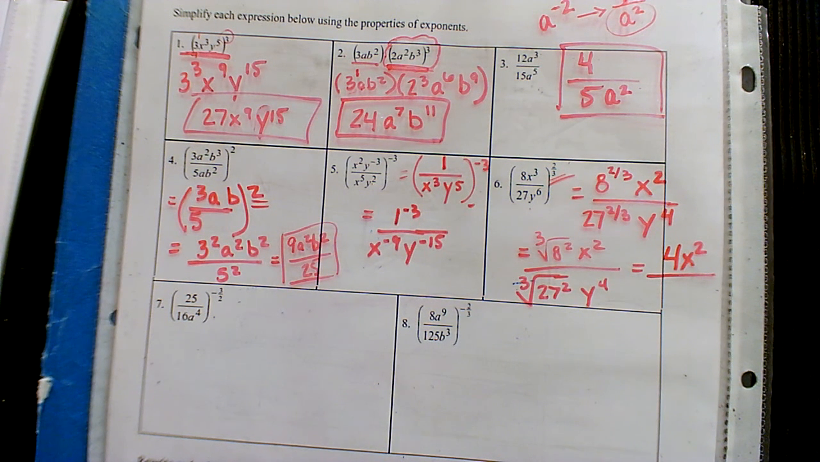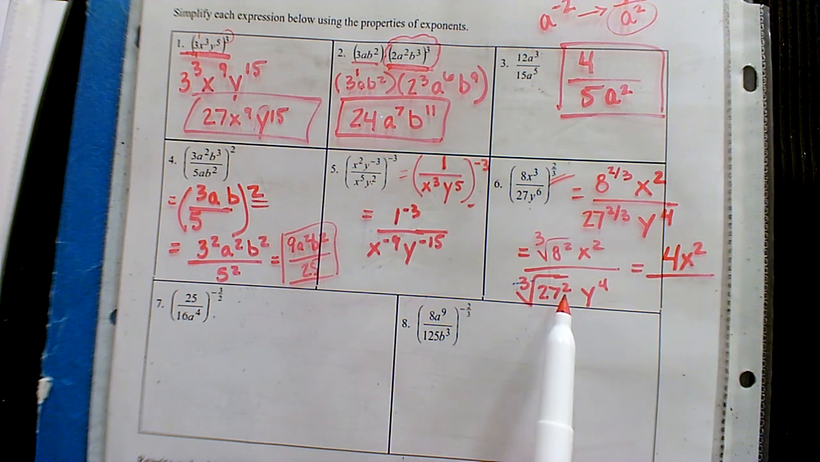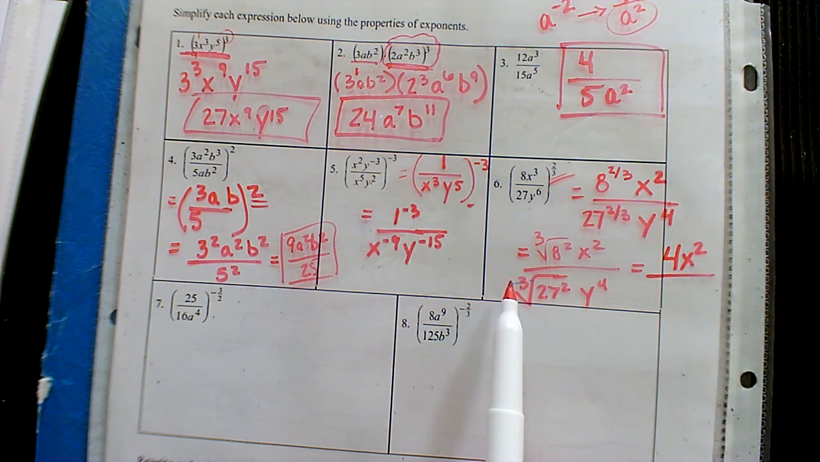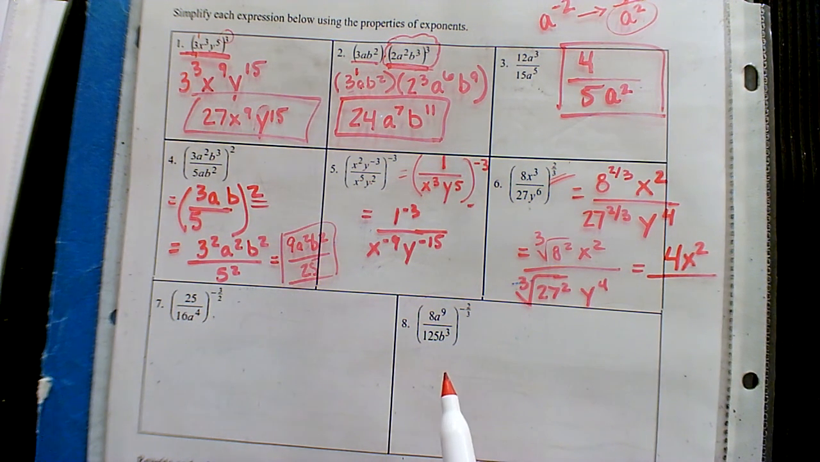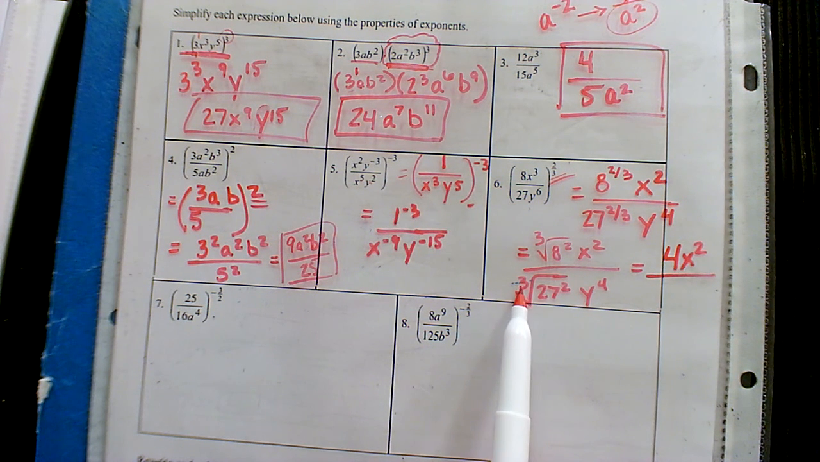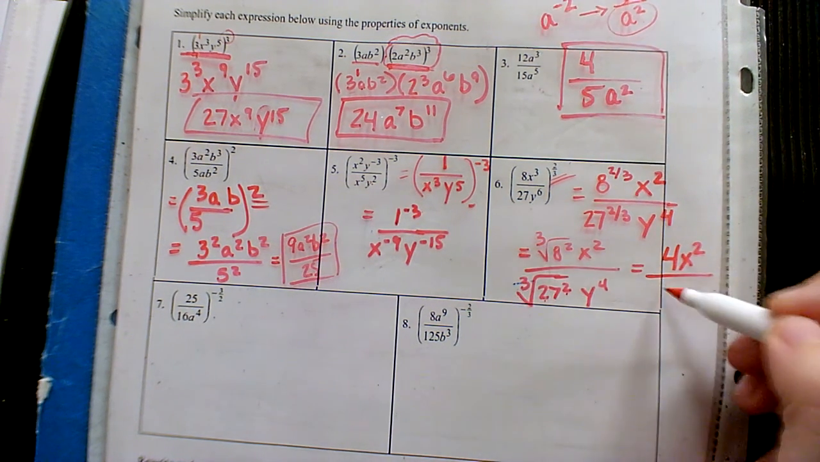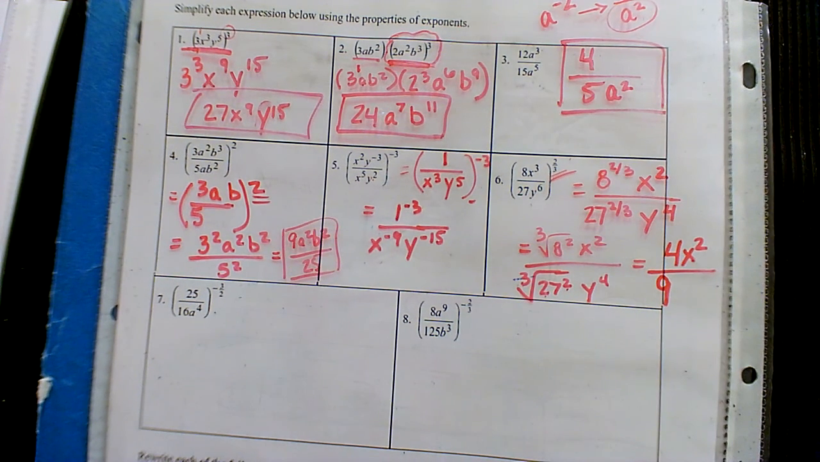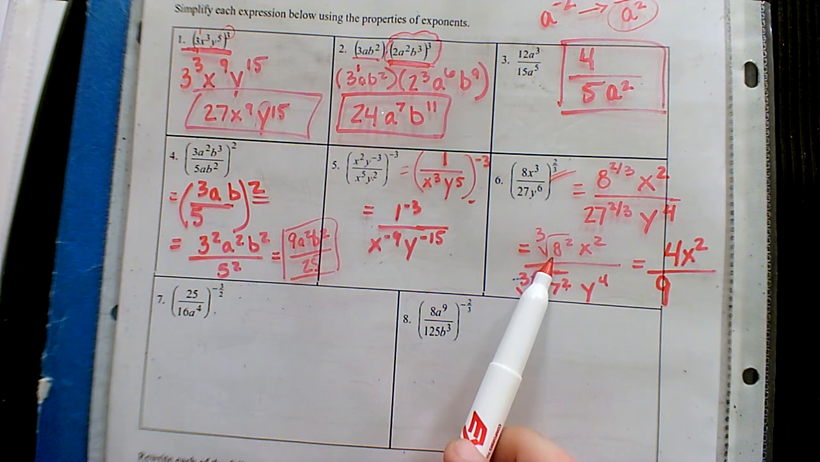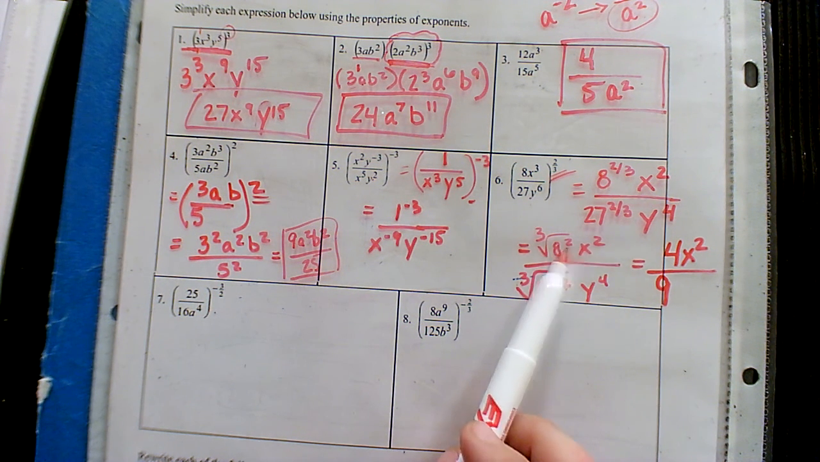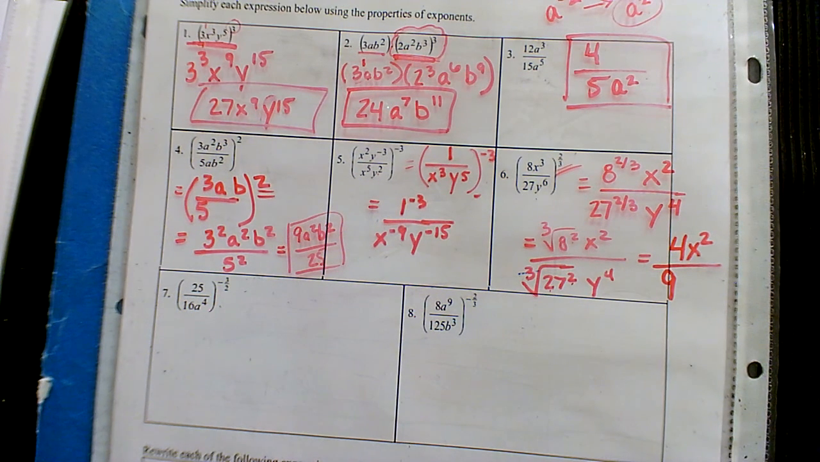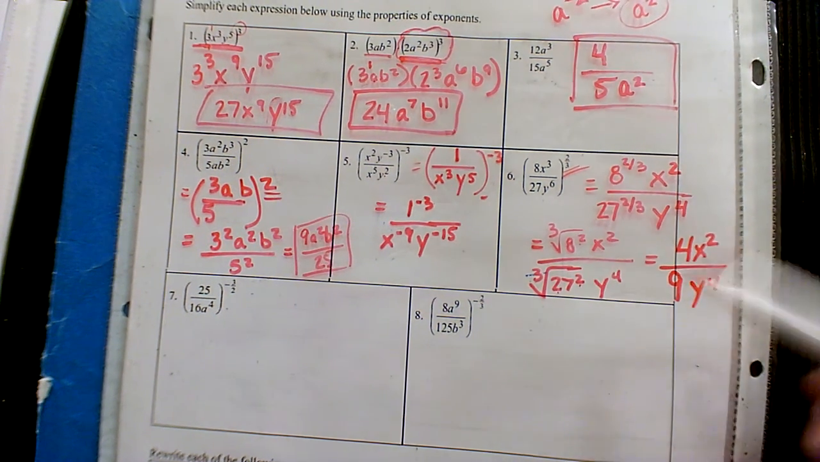Okay, so this is where you can be strategic. Instead of doing the power first and then the root, you could do the root first and then the power. It doesn't matter. Let's try that for this one. What's the cube root of 27? 3. 3 squared? That's 9. Isn't that a lot simpler? That would also have worked if we did that for the 8 up top. The cube root of 8 is 2. 2 squared is 4. So it doesn't matter which one you do first, as long as you do both. And then we're left with y to the 4th on the bottom.